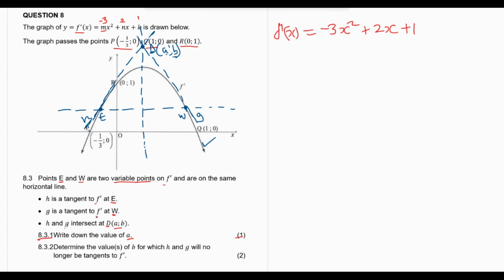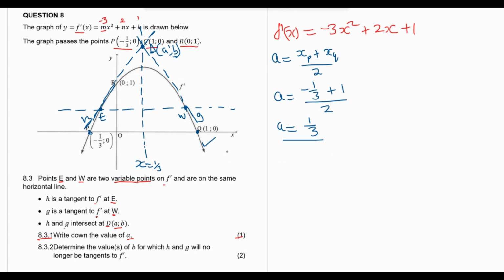You can find the midpoint of P and Q using the midpoint formula. Remember the midpoint formula. So we can find that A is equal to xp plus xq divided by 2, which is A is equal to -1/3 plus 1 divided by 2. And then if you put this in the calculator, you'll get that A is equal to 1/3. So it means x here is equal to 1/3. X and A is just the same thing. Remember, A is the x coordinate.